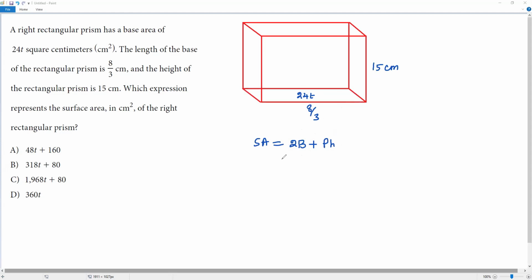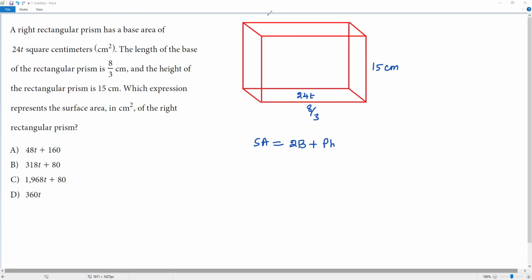Okay, here to get the surface area of this prism, we can plug in this 24t for the base area, for this capital B, and we can plug in this 15 for this lowercase h, which represents the height of the prism. But I do not know the perimeter of the base, that is the perimeter of the rectangle we have over here. Okay, let's use the base area 24t square centimeters to get the perimeter of the base.